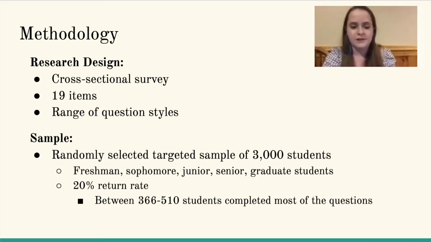Our methodology contained a cross-sectional survey featuring 19 items, which had a range of question styles, including multiple choice, Likert scale, and open-ended questions. We also used chi-square tests to determine differences between food insecure and food secure students. We used a randomly selected targeted sample of 3,000 students at a mid-sized private college in the Northeast, featuring freshmen, sophomore, junior, senior, and graduate students. We had about a 20% return rate, with between 366 and 510 students answering most of the questions.